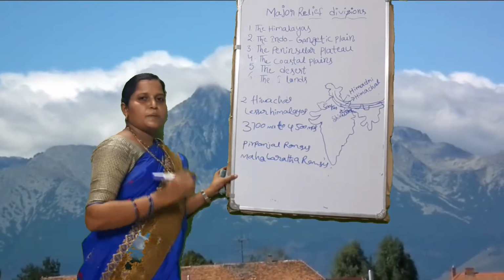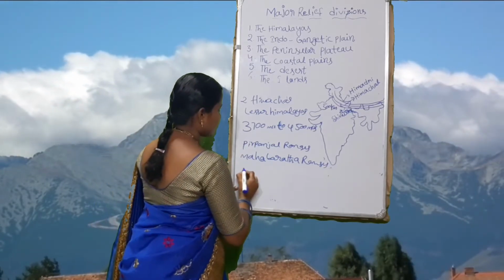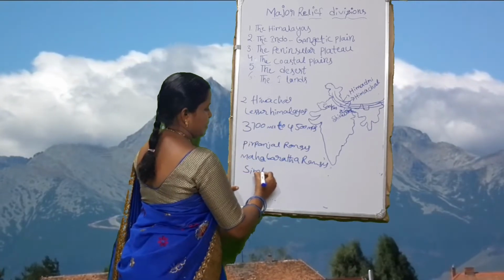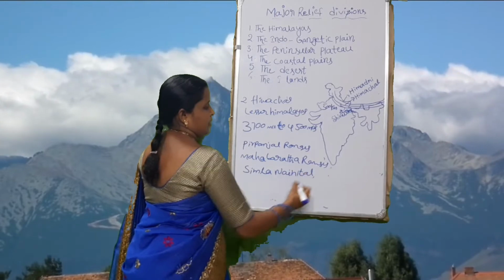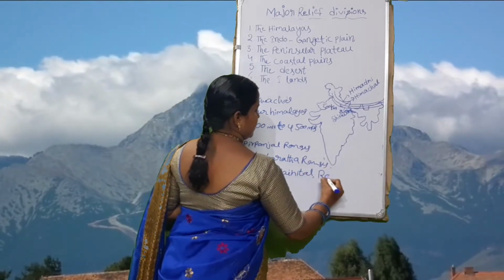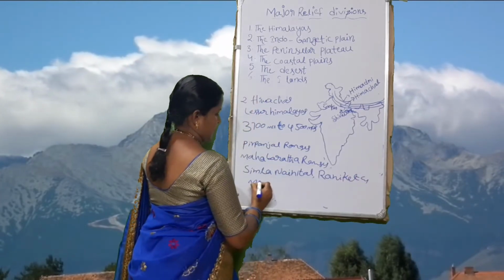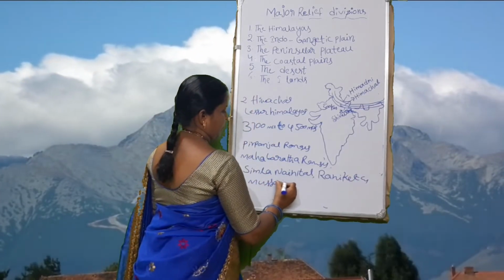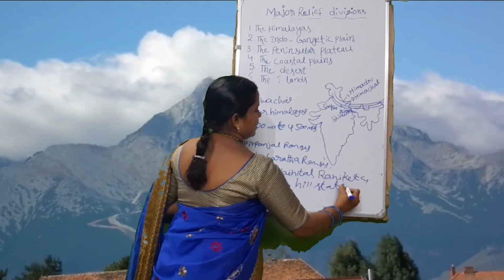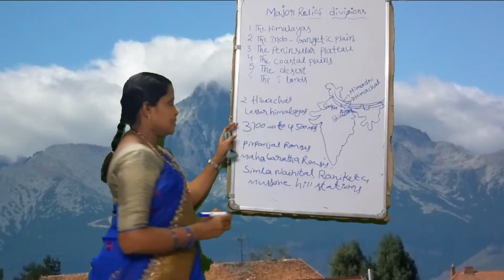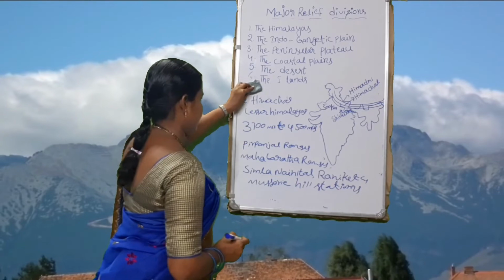Next, some important hill stations are in the Lesser Himalayas: Simla, Nainital, Ranikhet and Mussoorie. These are hill stations located in the Lesser Himalayas. Next, we will go to the Shivalik ranges.